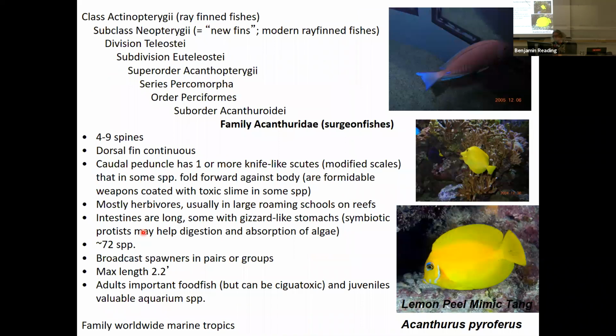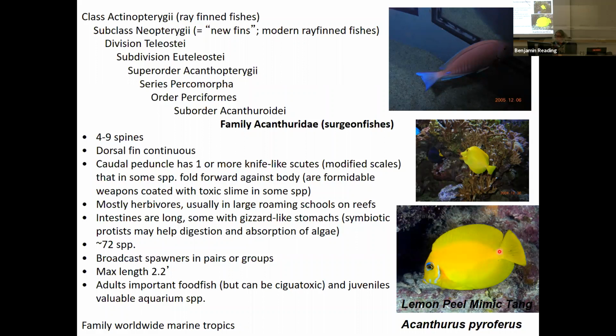The next family, Acanthuridae, the surgeonfishes. So these things have 4 to 9 spines in the dorsal fin here. And the dorsal fin is continuous. So the first 4 to 9 spines are hard, and then the rest of the dorsal fin is soft-rayed. But it is continuous. Oftentimes it extends all the way back to the caudal peduncle.